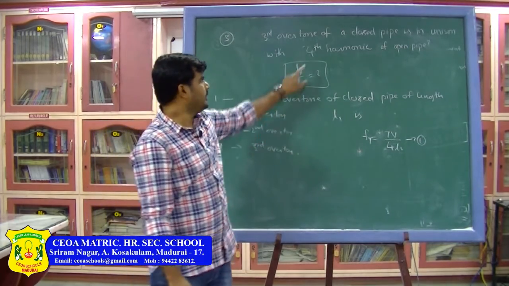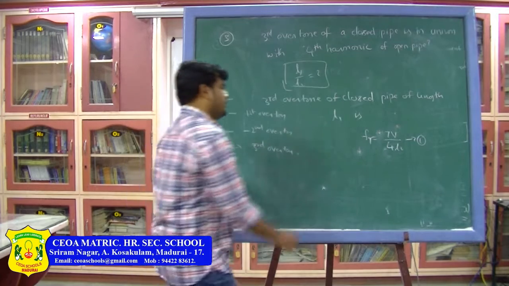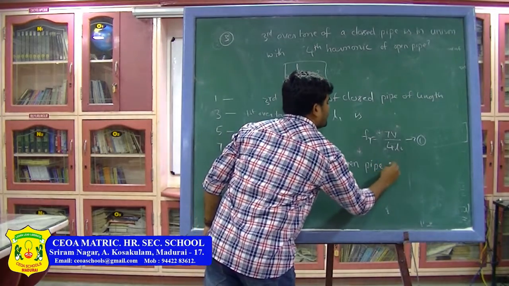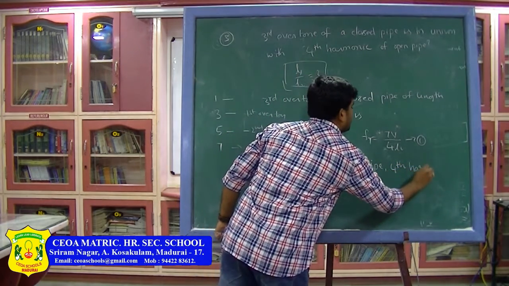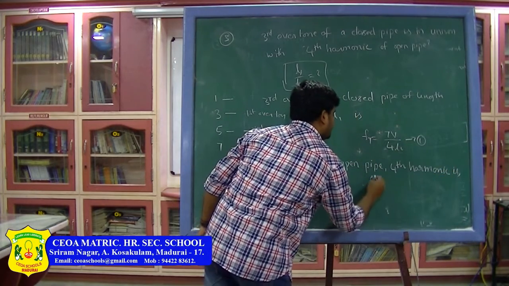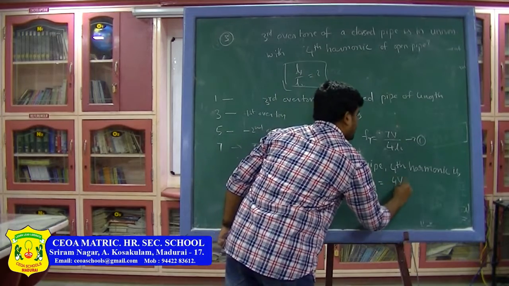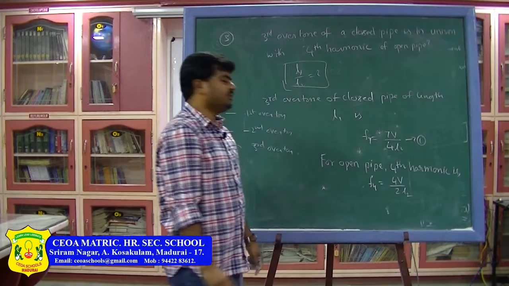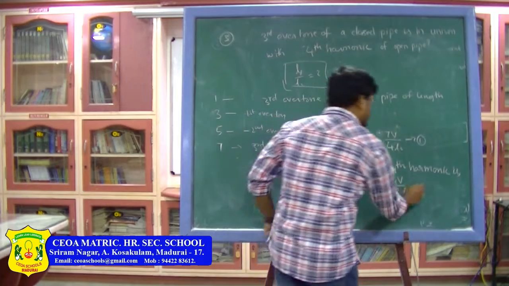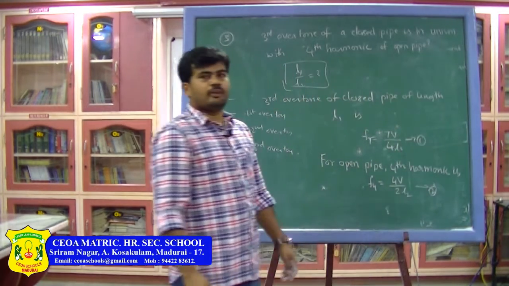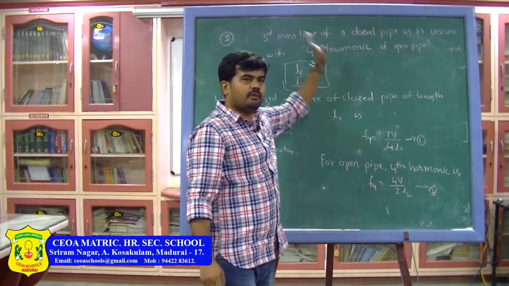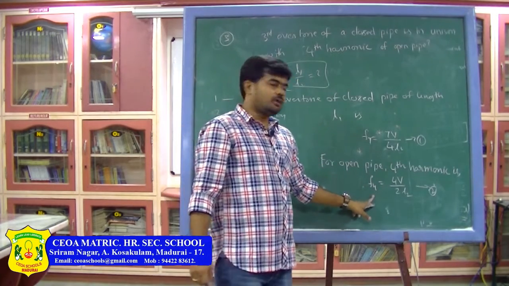And next the fourth harmonic of open pipe, that is so directly for open pipe fourth harmonic is F4, that is equal to 4 V by 2 L2. Let L2 is the length of the open pipe. So, 4 V by 2 L2, that is the fourth harmonic. This is the equation 2. So, the condition is they are in unison. Unison means both frequencies are equal. That means this seventh harmonic of closed pipe must be equal to fourth harmonic of open pipe.